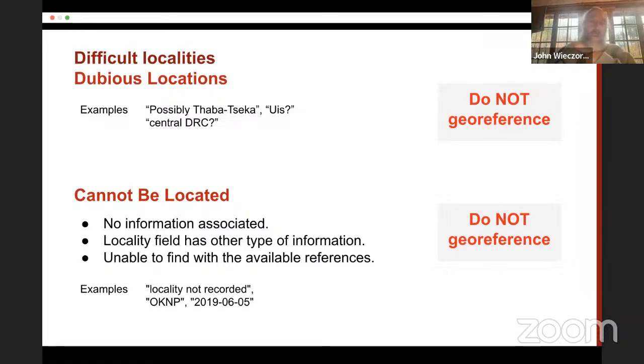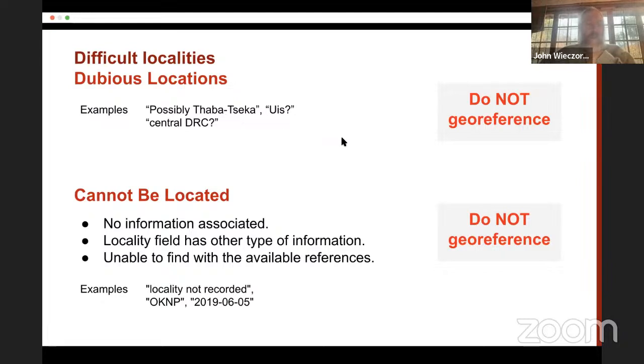The first of these categories is a dubious location. That's where the location description, the actual textual location, tells us that they weren't sure. So examples are possibly Tabatseka. They don't know if it was there or not. The same thing with Wis with a question mark, and the same with Central Democratic Republic of Congo with a question mark. They didn't know, so we don't know, and we decide that those examples should not be georeferenced. Makes it simple, simple rule.